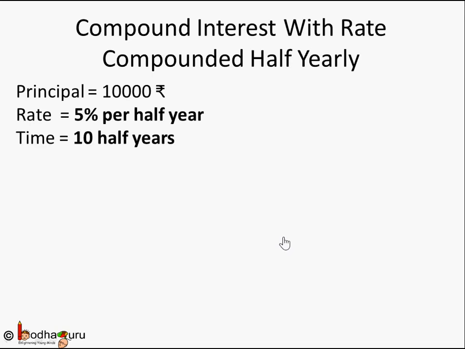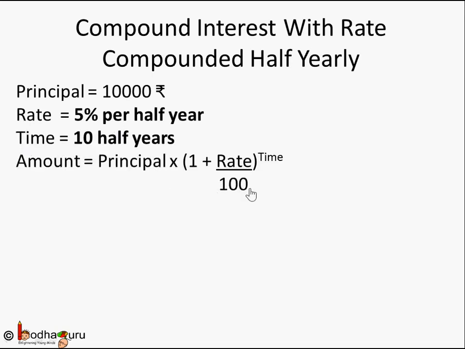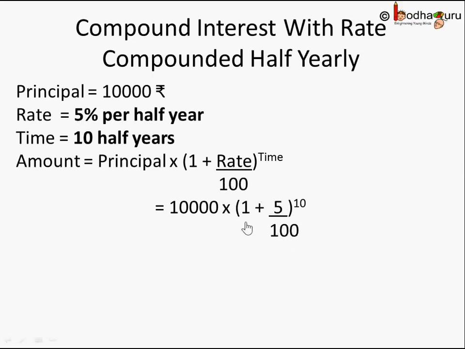So the formula becomes: rate is 5% per half year, time is 10 half years, which is 5 full years, right? And you just put it as 5 by 100, not 10 by 100, because you are calculating for 6 months, half years, and not for 5 years. You are calculating it for 10 half years.